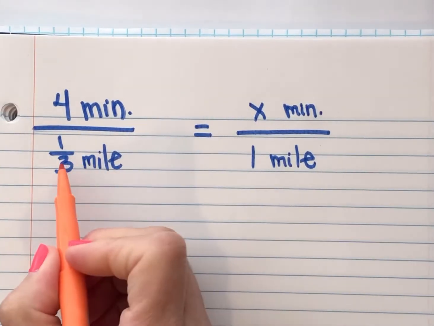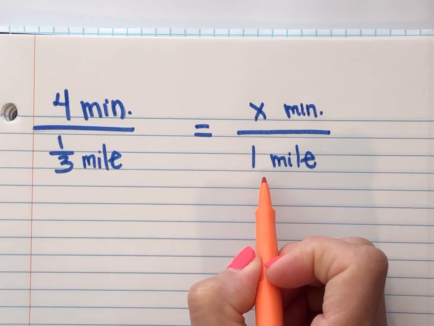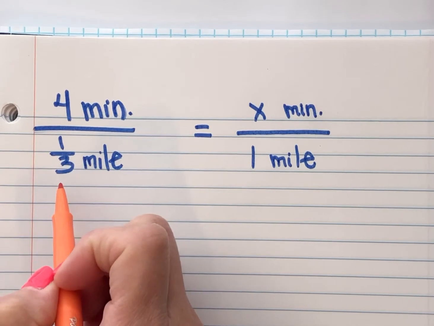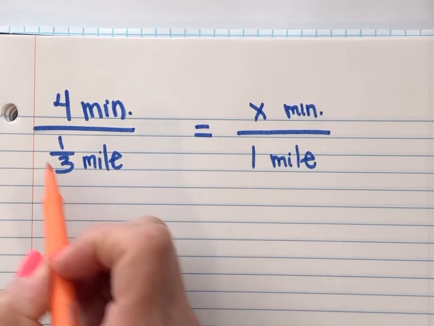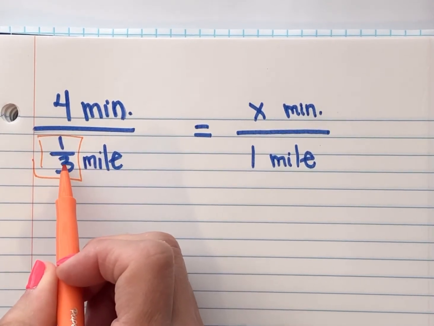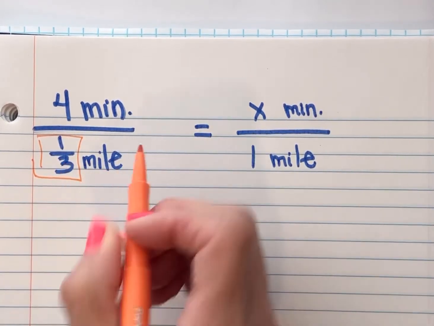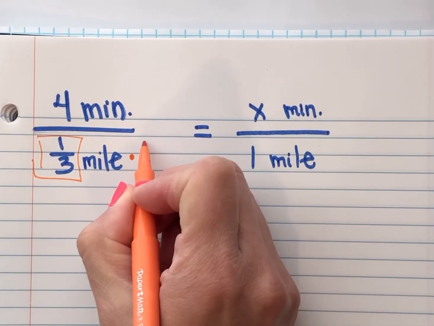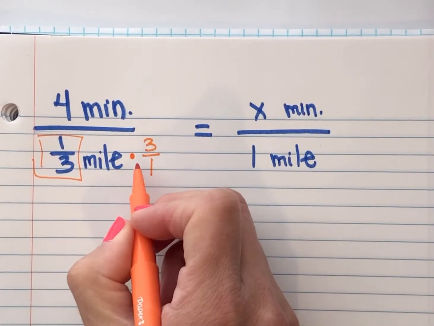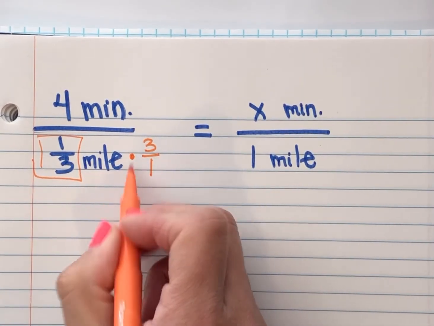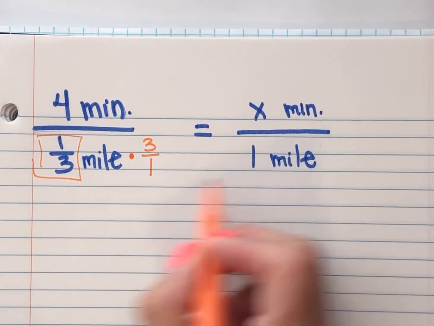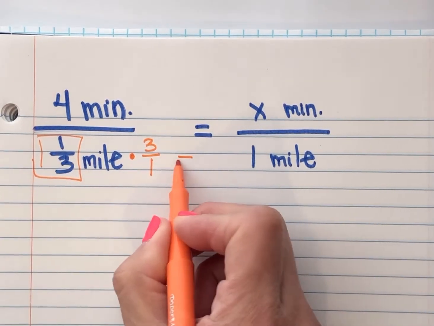Now we need this 1/3 mile to equal 1 mile. So if we go back to this rate, we have 4 minutes divided by 1/3 of a mile. We need this to equal 1. So this is dividing by 1/3. The opposite of dividing by 1/3 is multiplying by its reciprocal. So you're flipping the fraction and multiplying. We've learned when you multiply by a reciprocal, that always equals 1. So this is going to equal our 1 mile.